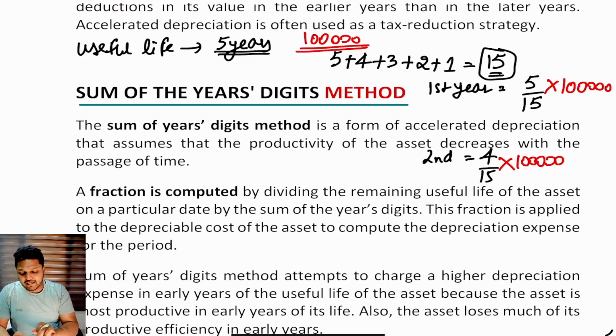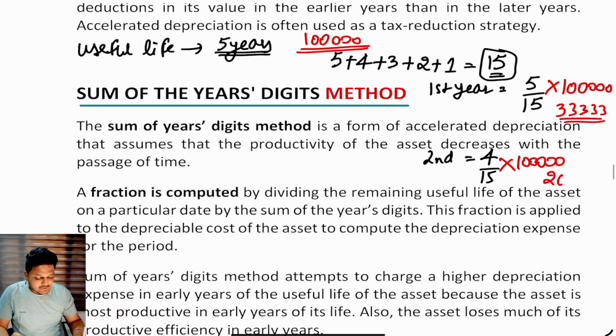So 5 divided by 15 multiplied by 1 lakh. The first year depreciation will be charged at 33,333, and for the second year it will be 4 lakh divided by 15, that is 26,667. You can see the difference: for the first year, the depreciation was charged at a high rate, and for the second year, the depreciation is much lower compared to the first year, and gradually it will decrease.